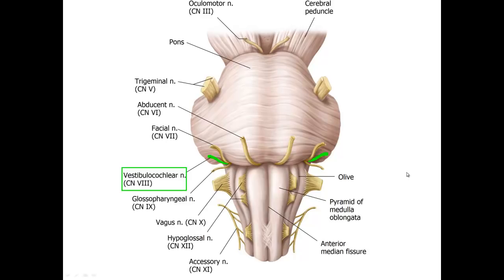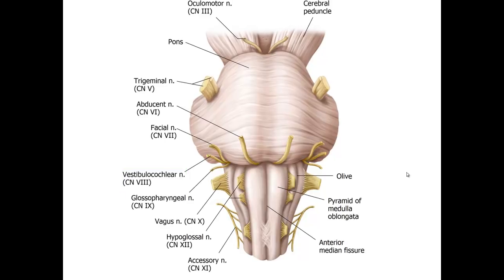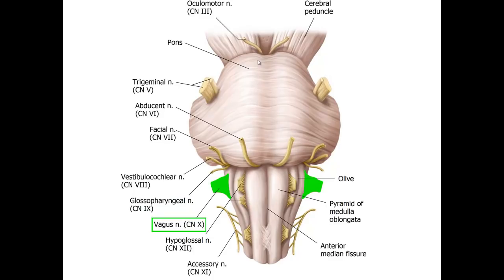Slightly inferior to our vestibulocochlear nerve in this picture, we're going to find our glossopharyngeal nerve. So glossopharyngeal nerve also has several functions, including the sensation for the oropharynx and taste in the posterior third of the tongue. Next is going to be our vagus nerve. So vagus nerve is responsible for a significant amount of function, especially in the parasympathetic system, but is also motor for the muscles of the pharynx.